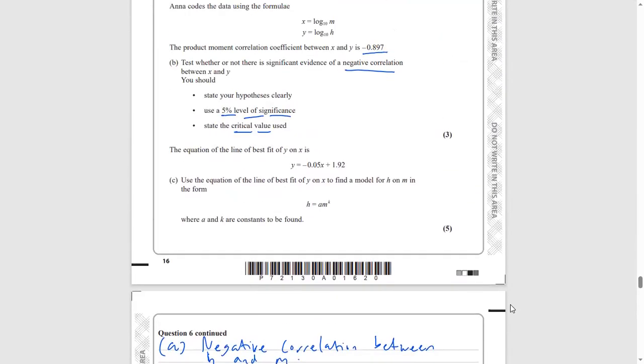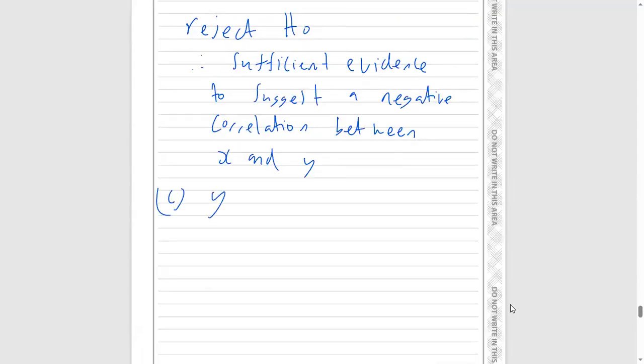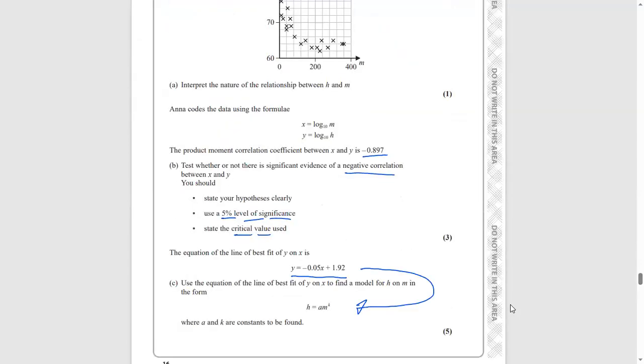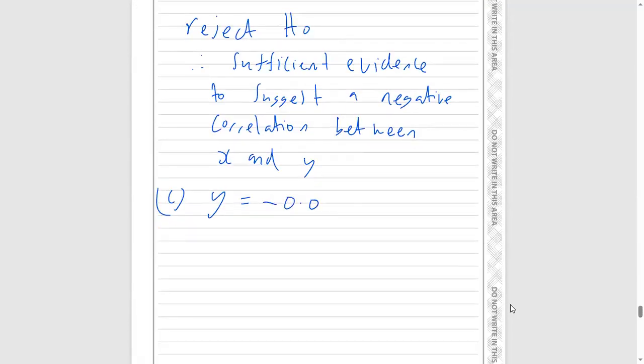The equation of the line of best fit of Y onto X is this here. So use the equation of the line of best fit of Y onto X to find a model for H on M in the form H equals A times M to the power of K, where A and K are constants. So we've got to use this equation here to try and derive this kind of equation here. I'm just going to copy out the straight line equation again. So our line of best fit equation was Y equals negative 0.05x plus 1.92.